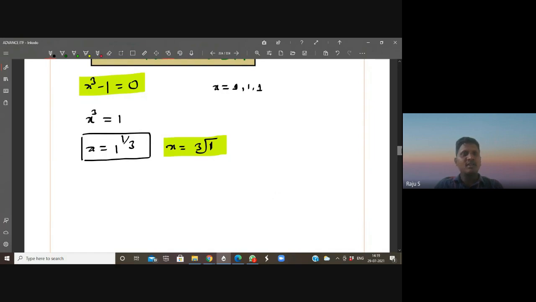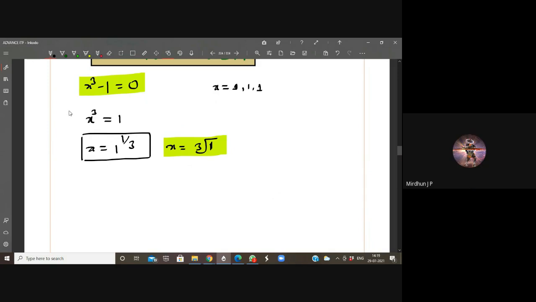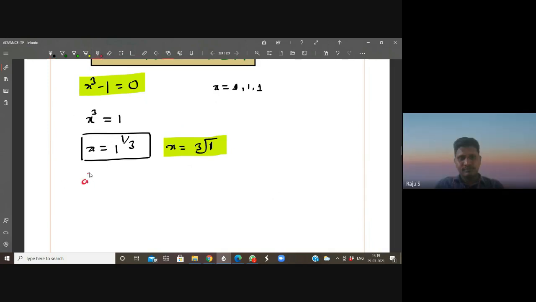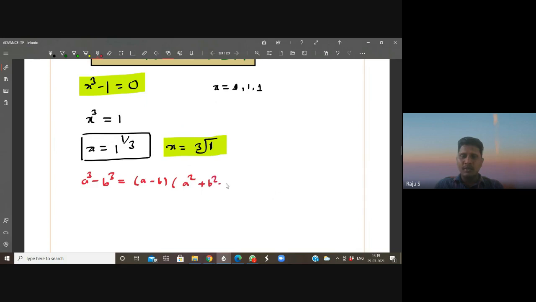I said no. x is equal to 1 is one of the roots. The remaining 2 roots are different roots. What are the roots? Anyone? Sir, maybe imaginary. Okay, can you tell me the formula for a cube minus b cube? Sir, a minus b into a square plus b square plus ab. Okay, fine.